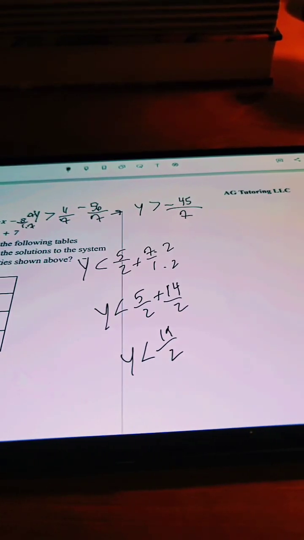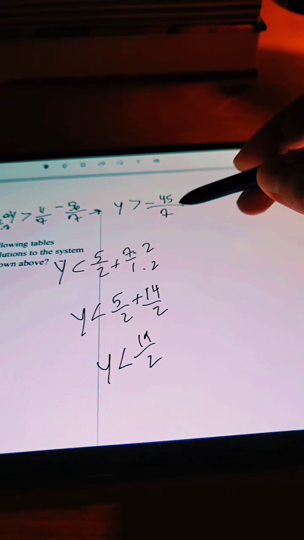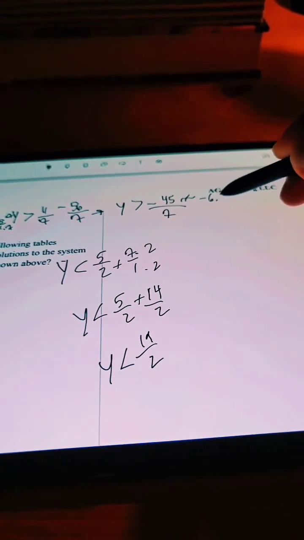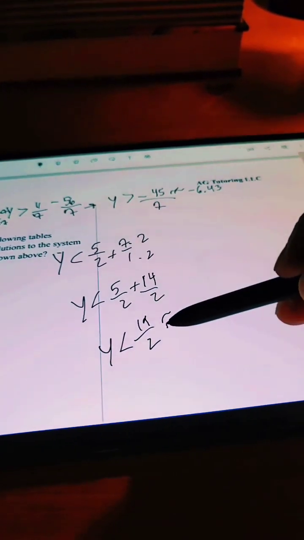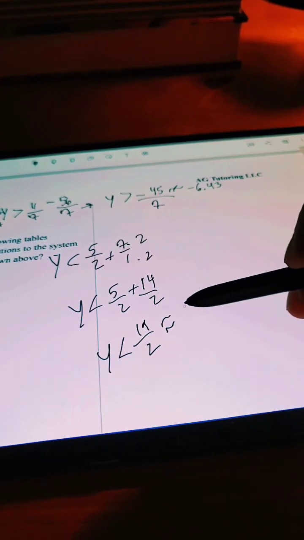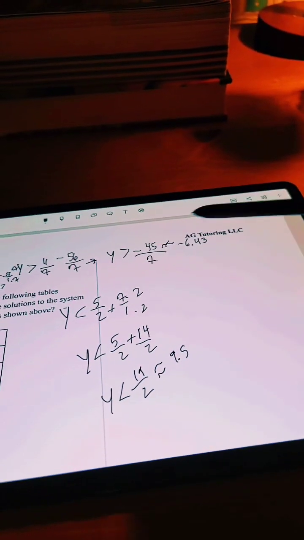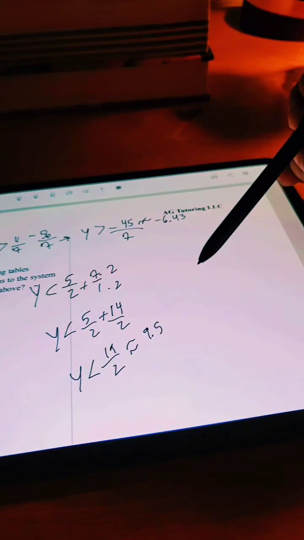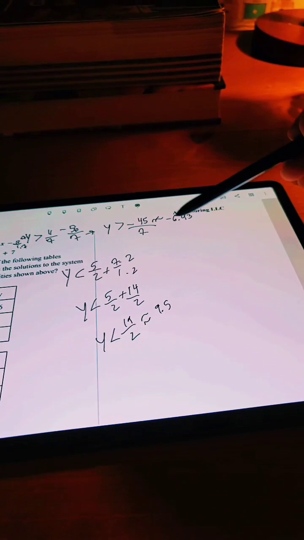It's too late for me to be relying on my brain, honestly. So 45 divided by 7, and then make it negative. So this is approximately negative 6.43. And then 19 over 2 is just going to be 9.5. So y has to be greater than negative 6.4 whatever, and it also has to be less than 9.5. So it has to be between those.